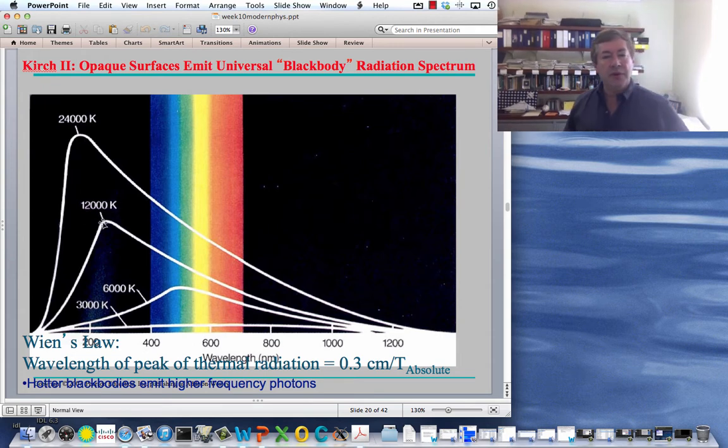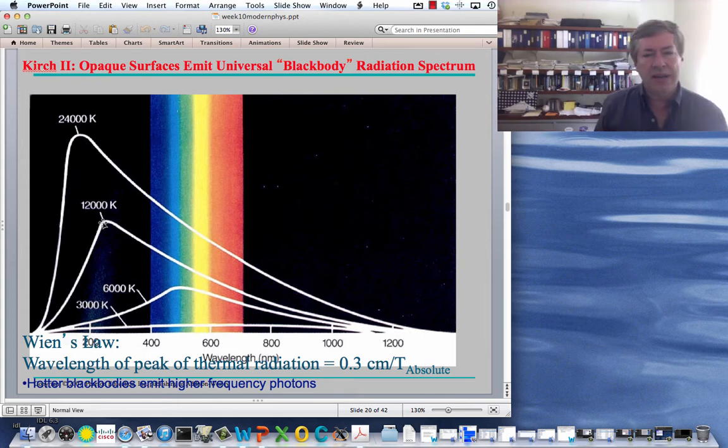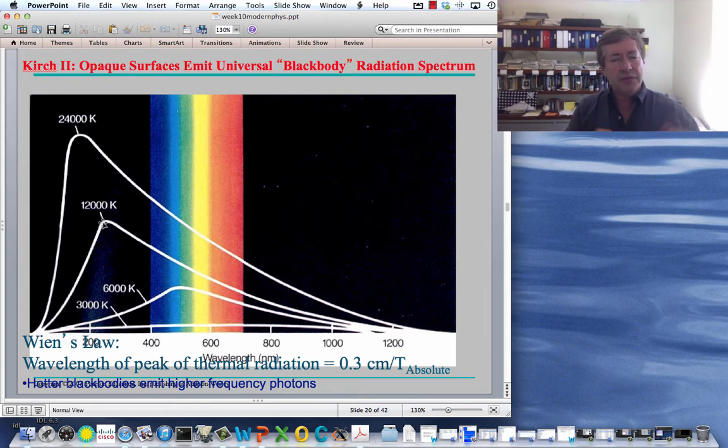So the frequency of the photons that are most typically coming out of a blackbody goes up with the kinetic energy of the individual atoms. It stands to reason: higher frequency photons generated by higher energy materials. And here's our formula. I want you to know this, Wien's formula.